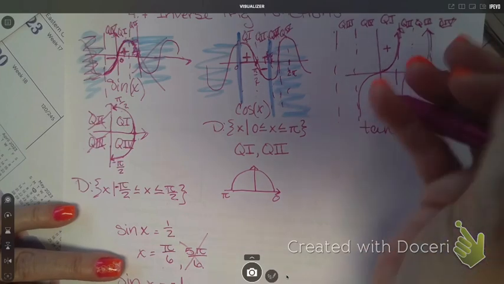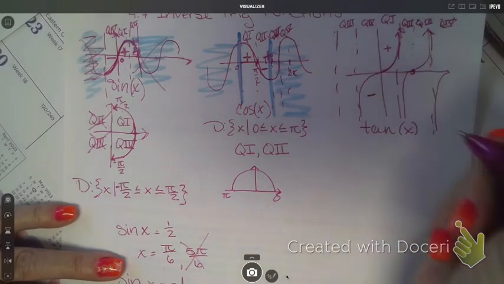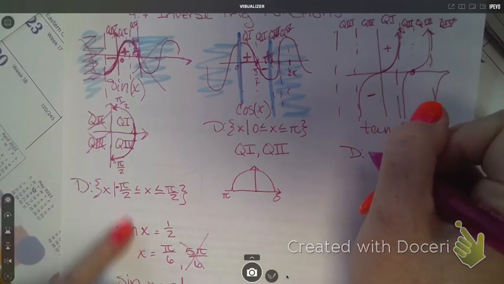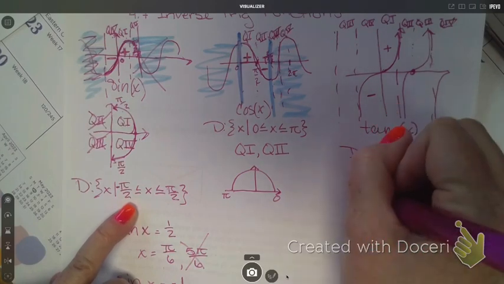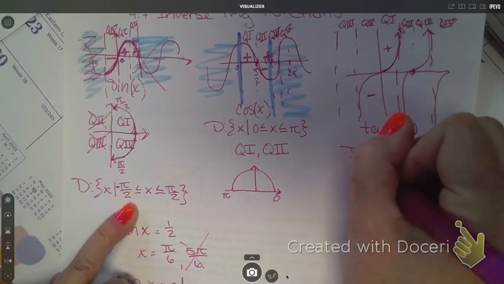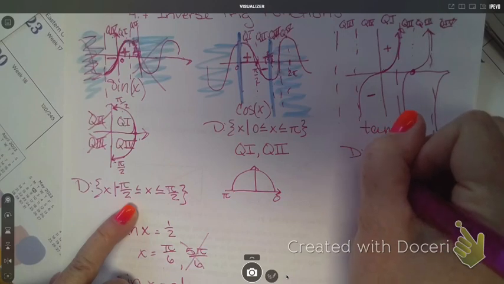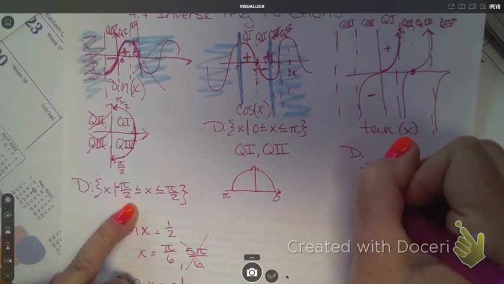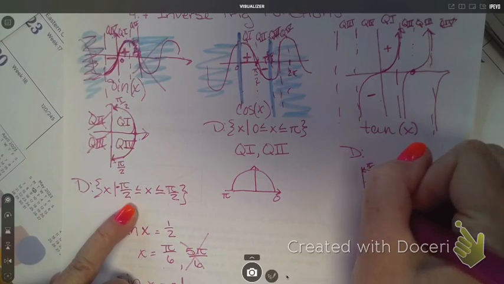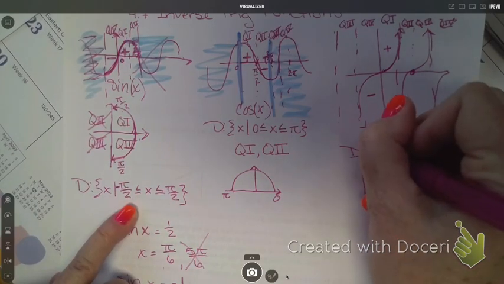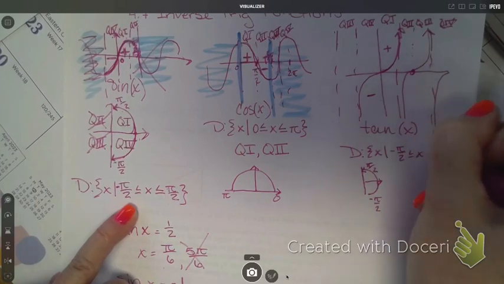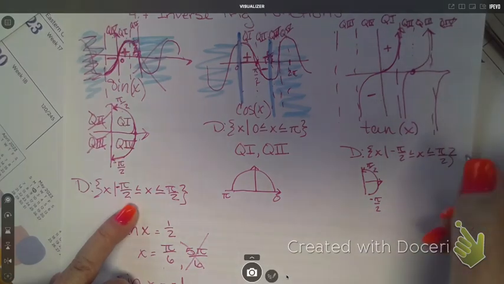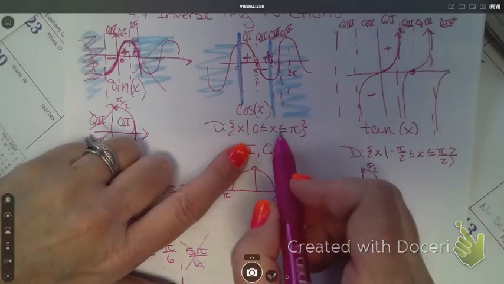Quadrant 4. Now, I will tell you, that domain matches what? Doesn't it match here? Yes. So it will rise to pi over 2 and fall to negative pi over 2. So x such that negative pi over 2 is less than or equal to x, which is less than or equal to pi over 2. I will tell you there are books that use this.